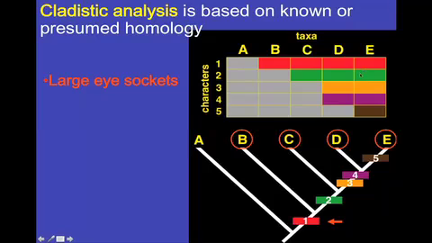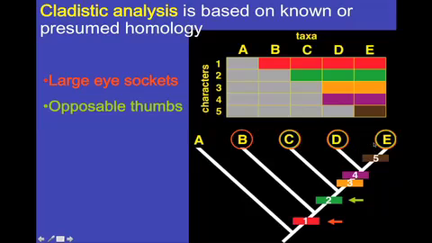Next, we have a trait that's found in three of these species in the red lineage. So let's say they have opposable thumbs. These three species all have this in common. When we say opposable thumbs evolved once, and once a species had opposable thumbs, all the descendant species retained it. Once you've got it, they all keep it.